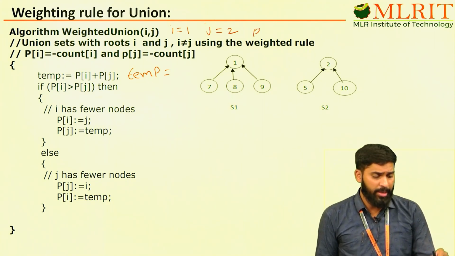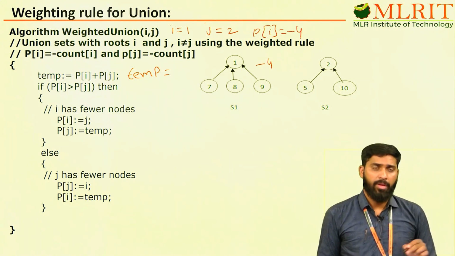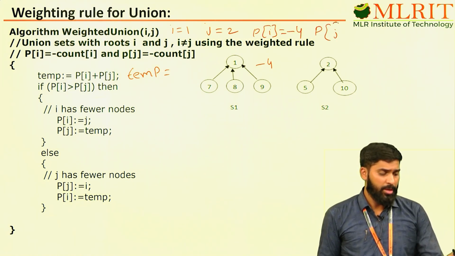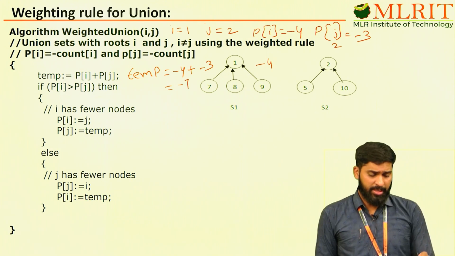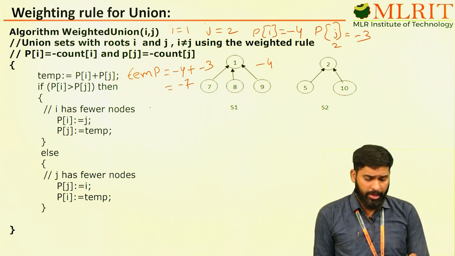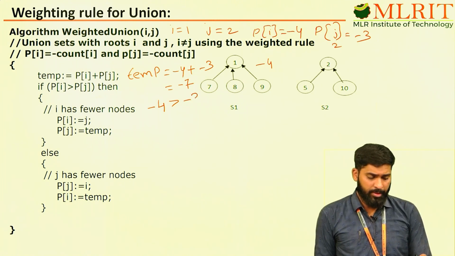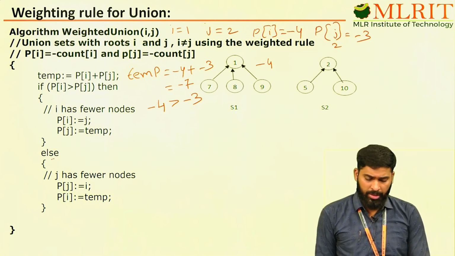What is P of I here? The count. It contains 4 nodes, so it is minus 4. P of j, that is 2, contains 3 nodes, so we represent it as minus 3. So P of I plus P of j is minus 4 plus minus 3, so temp equals minus 7. Now you compare: is P of I, minus 4, greater than minus 3? It is false, so we go to the else part here.